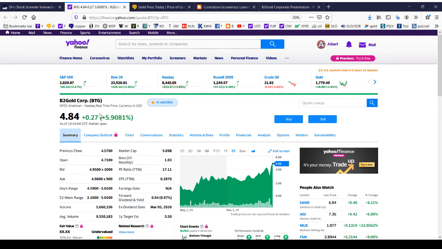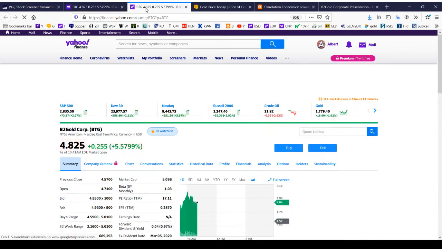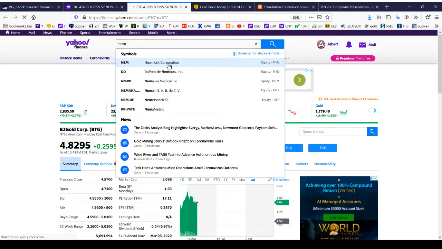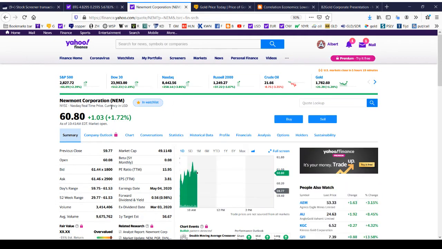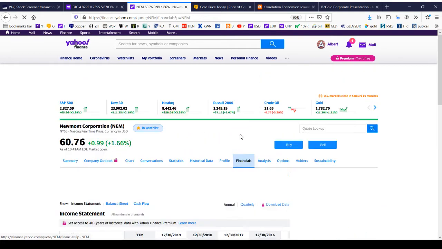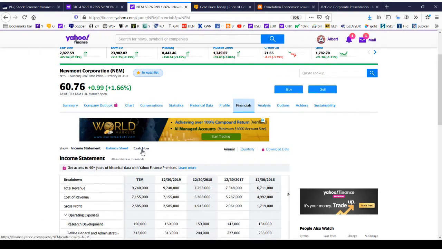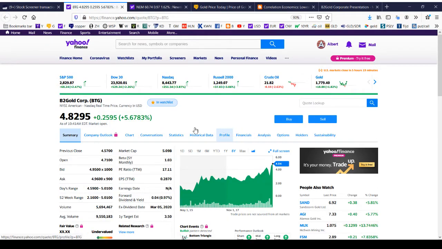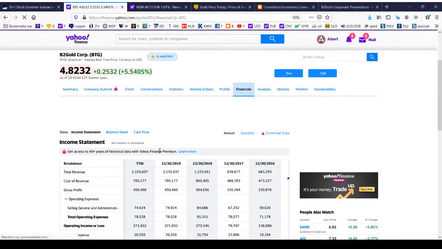So I wanted to compare this actually to Newmont mining. Let's do that to see if it's actually cheaper or more expensive than Newmont mining. So let's take Newmont mining here. Well, it's now Newmont Corporation, so you can go to the financials. And I want to look at the cash flow. Let's go to the financials here as well, to the cash flow.